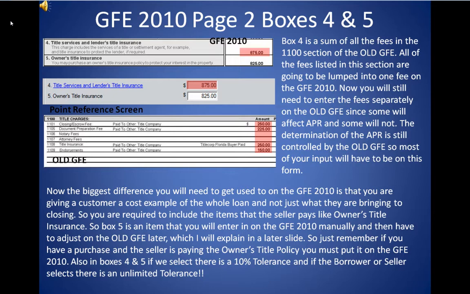On these boxes is where it's tricky now. If they use a service provider that we select, for instance, if they use Title Core, there is only a 10% tolerance for these fees. But if they use another service provider, like on a purchase where the borrower has no idea who the title company is, then there is unlimited tolerance. Again, though, let's make sure we get the fees as close as possible. Just because you have an unlimited tolerance does not mean that you're not going to get in trouble for having a history of charging or changing fees exorbitantly.